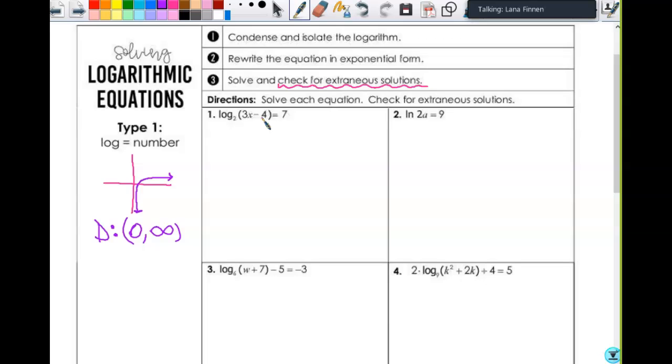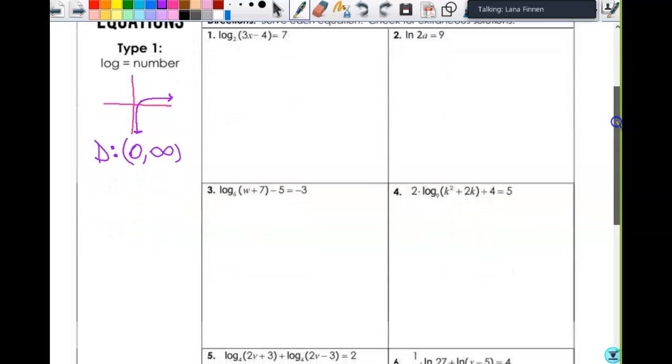All right, so we are going to start. We're not doing every single one of them, but we are going to do number 1. All right, so I've got log base 2 of 3x minus 4 equals 7. So there's no condensing that's necessary. This is already isolated, so I can just rewrite it in exponential form. 2 to the 7th power equals 3x minus 4.